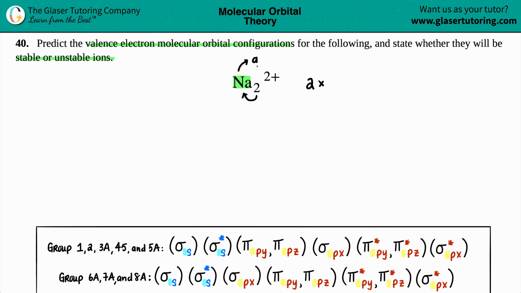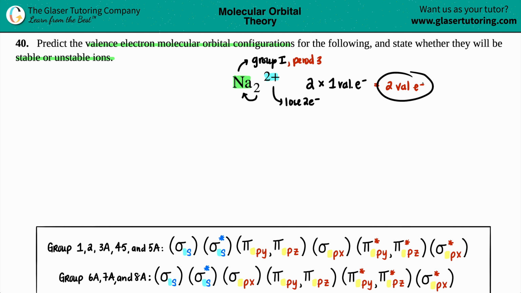Now, in this case, remember, sodium is in group 1, period 3. So it's got valence electrons in period 3. Think of your 3s orbital. But now, unfortunately, we have to remove 2 electrons. That's what the plus sign means, right? You lose 2 electrons. So, from the 2 valence that I had, I have to subtract 2. And now I'm down to 0 valence electrons.